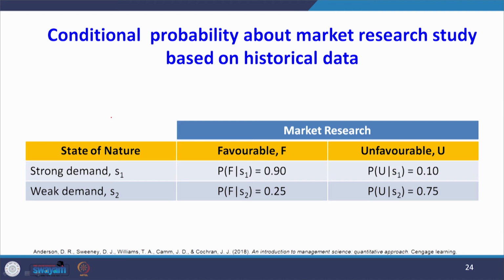Now, the conditional probability about the market research study, based on historical data, is given to us. It says that when the demand is strong, the probability that the market research company will provide a favorable report is 90%. When the demand is strong but the company provides an unfavorable report, there is only a 10% chance. Another name for this one is alpha, the type 1 error.